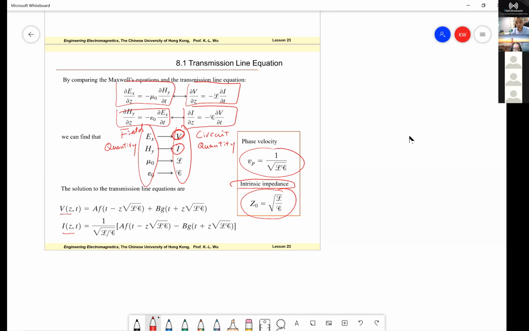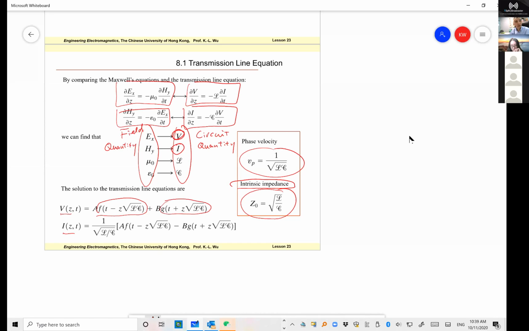Then we know the solution for the wave equations. The solution has two functions. One describes the wave propagating in the positive z direction, and the other describes the wave propagating in the negative z direction. Then the ratio between the wave propagating in one direction is the intrinsic wave impedance. So now we know the solution.